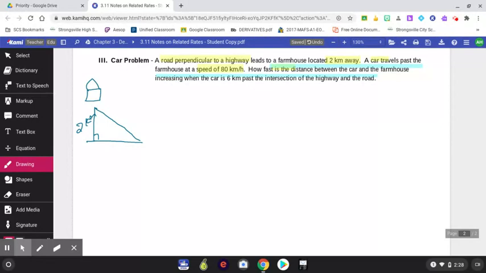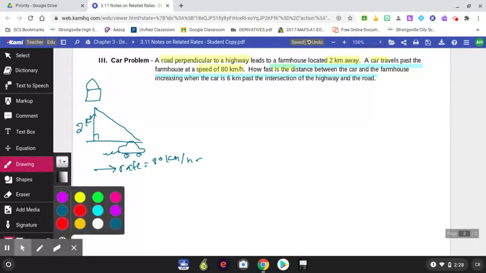All right, a car travels past the farmhouse at a speed of 80 kilometers per hour. So here's my car. And its speed, which means the rate, the rate of my car is 80 kilometers per hour. How fast is the distance between the car and the farmhouse increasing when the car is 6 kilometers past the intersection of the highway? Okay, what that means is, I'll translate for you.